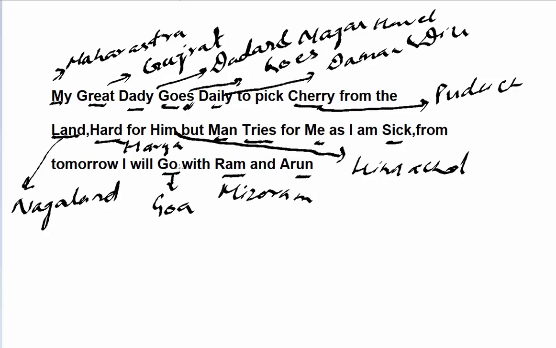Goa, Mizoram and Arunachal Pradesh got full statehood in 1987. Then the three states Uttarakhand, Jharkhand and Chhattisgarh became states in 2000, and in 2014 Telangana became a full state. So this was the trick.